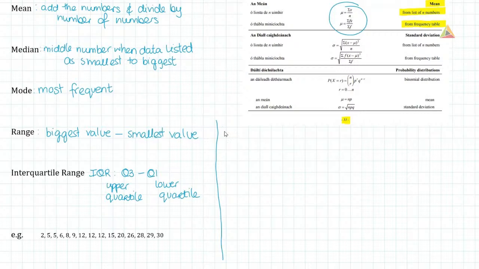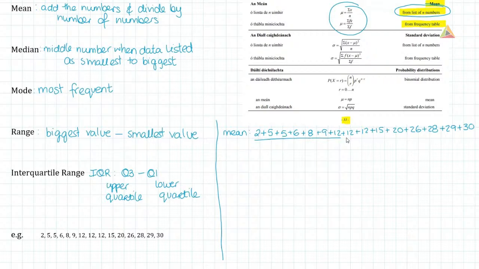So the first thing we're going to calculate is the mean. When I have a list of numbers, I'm using the first formula here on page 33, which says the sum of x divided by n. So this is add together all of my terms and divide by the number of terms. We're going to say 2 plus 5 plus 5 plus 6 plus 8 plus 9 plus 12 plus 12 plus 12 plus 15 plus 20 plus 26 plus 28 plus 29 plus 30, and then divide that by the number of numbers.